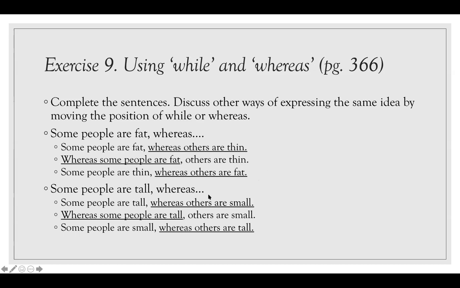Some people are tall, whereas others are small, right? So we finish with a contrasting idea. If we're talking about tall, what's the opposite of tall? Other people are small. And those ideas contrast with one another. Whereas some people are tall, others are small. Some people are small, whereas others are tall. So those are all the potential combinations. And as you can see, the comma is used consistently, irrespective of the position of our dependent adverb clause, using while and whereas.